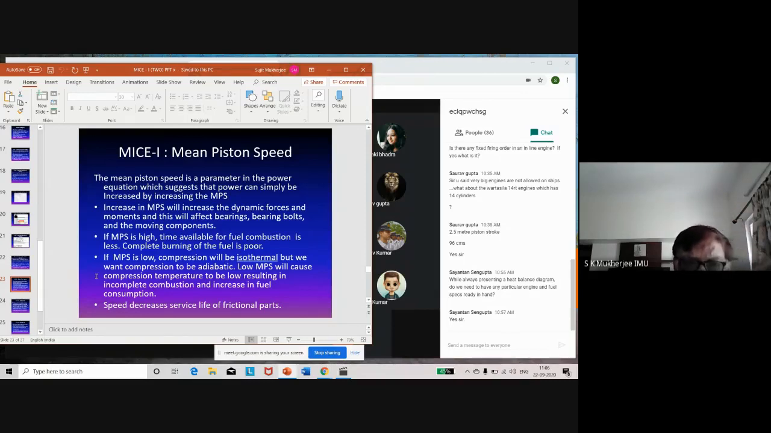And high speed decreases the service life of frictional parts. That means parts which are subject to friction: piston rings, cylinder liners, bearing shells, shafts, crank pins, crankshaft journals. These are parts which are subject to friction, and the life of these also is reduced.